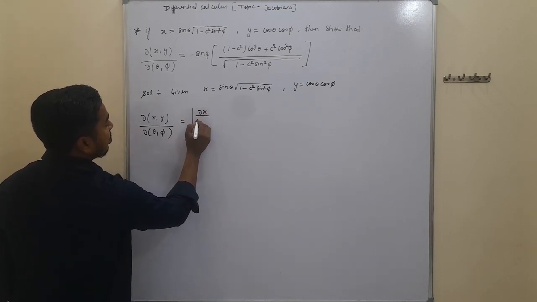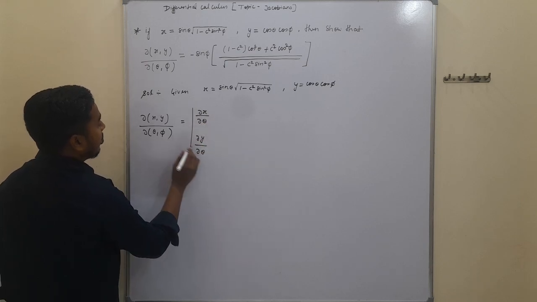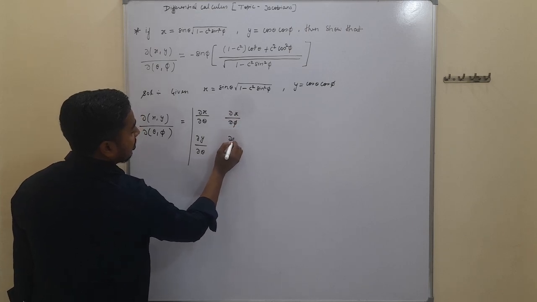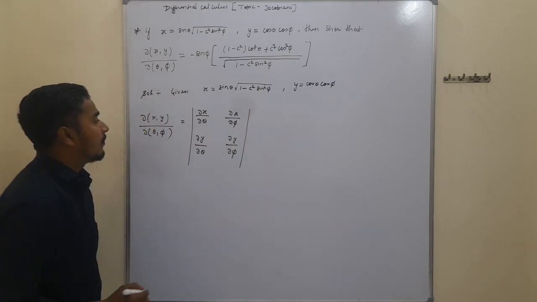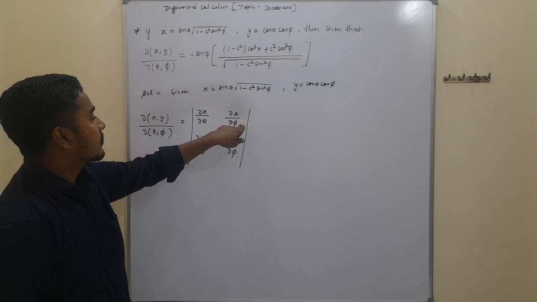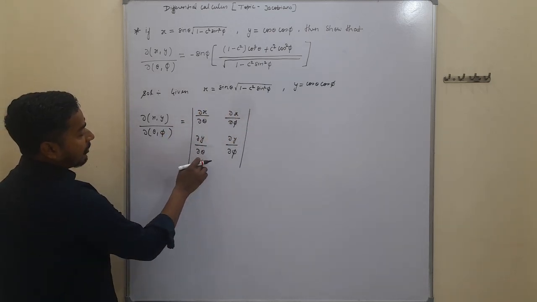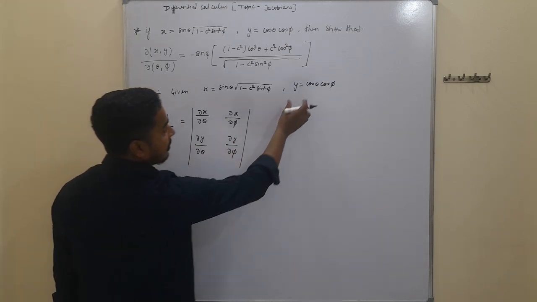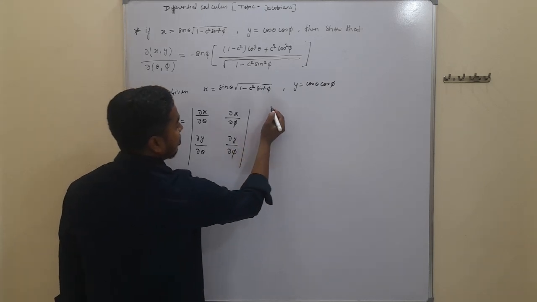the determinant of del x upon del theta and del y upon del theta, and del x upon del phi and del y upon del phi. We have to calculate the value of del x upon del theta and del x upon del phi from the given value of x, and del y upon del theta and del y upon del phi from the given value of y. First we have to find del x upon del theta.